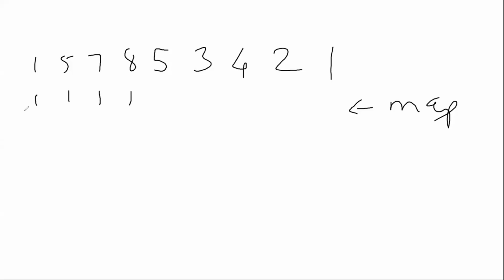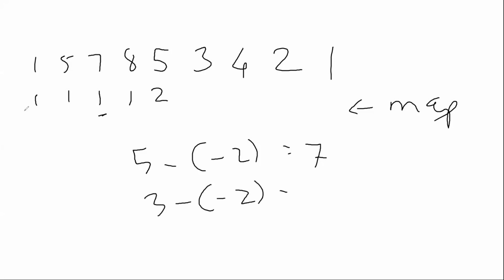So for 5, our difference in this case is minus of minus 2, which is equal to 7, right? So you find that value here, and the value in this case is 1. Now that you have found this difference, you add this value plus 1 because you have found 2 elements here. Then you go for 3 and do the same thing. 3 minus of minus 2 is 5. You find that 5 is in the map, and the value of that is 2. So you add 1 more because you have found another element which matches the difference, and therefore you make it 3.